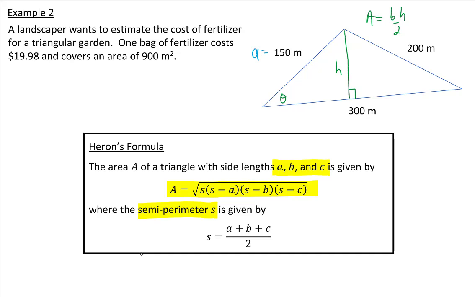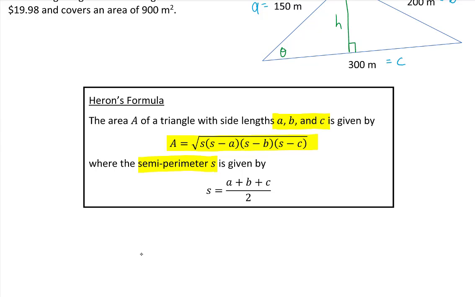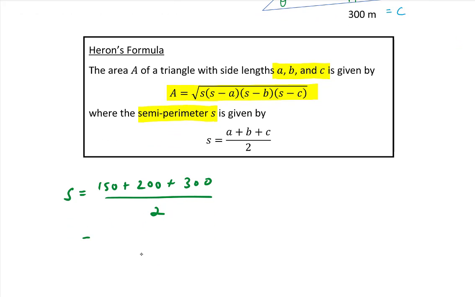So let's say A is equal to 150, B is equal to 200, and C is equal to 300. So notice for our area formula, we also need what's called S, the semi-perimeter. So let's start there. S is the semi-perimeter, and that's equal to the A, so 150, plus the B, which is 200, plus the C, which is 300, all divided by 2. And for this example, we get a semi-perimeter of 325.